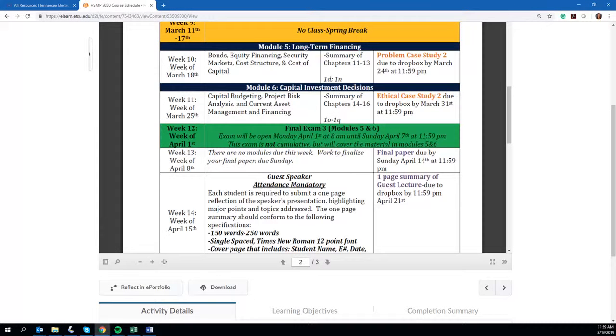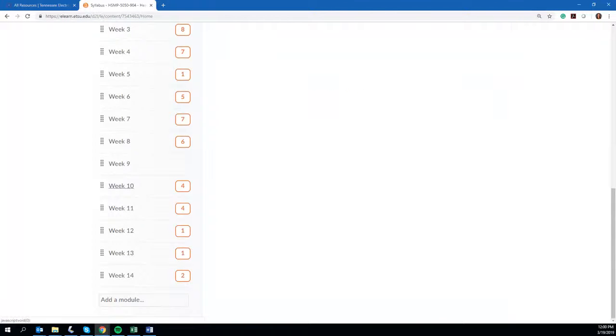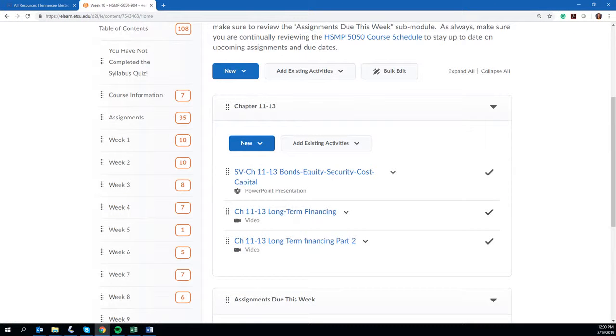Instead of having one individual chapter to read this week, and since we are talking about bonds and equity, cost of capital, things like that, what I've done is taken and summarized chapters 11 through 13, and you can see that summary here in the content module. If we scroll down to week 10, we'll see that in the lecture notes that are available for this week. So as you're reading through the text, focus on the topics that are presented in the lecture notes.